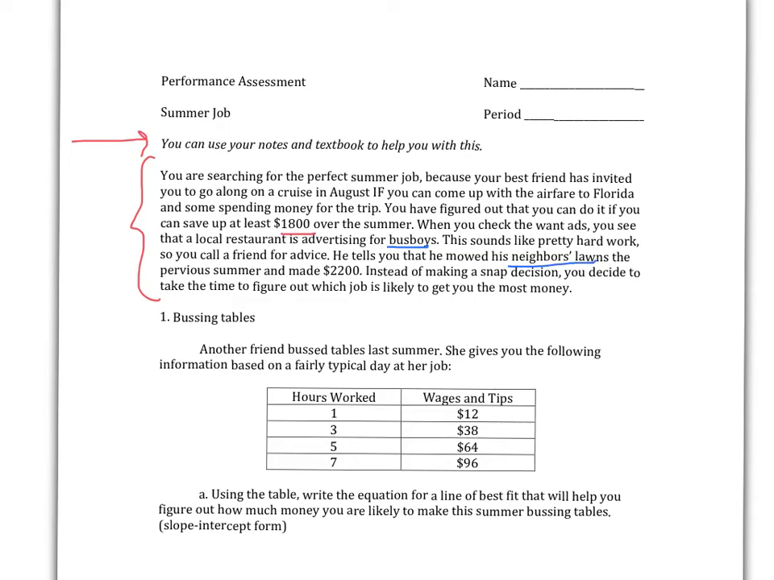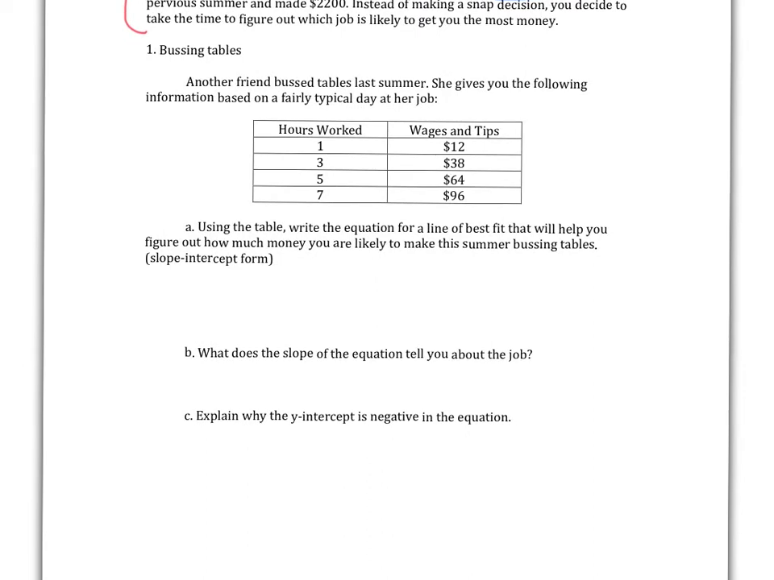And I've given you some information, so if you go ahead and look down, the first one that we're looking at is bussing tables. Your friend did this last summer, and she gives you the following information, and we're looking at this table. So I want you to write an equation for the line of best fit. Your clue is that this should be in slope-intercept form. Also, it might be beneficial to use this first one and the last one to help you find the best slope. That's my clue there.